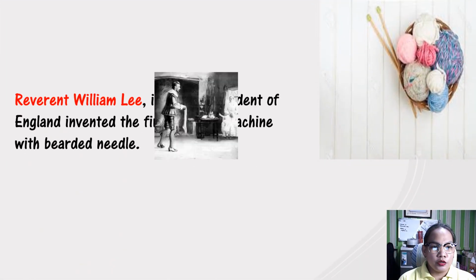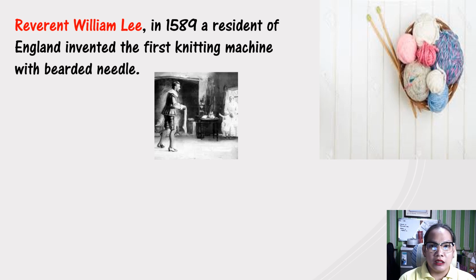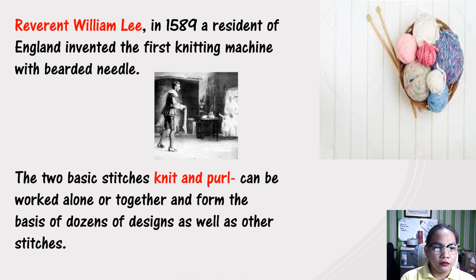In this picture, this is Reverend William Lee. In 1589, he, a resident of England, invented the first knitting machine with beaded needle. The two basic stitches are the knit and purl. These stitches can be worked alone or together and form the basis of dozens of designs as well as other stitches.